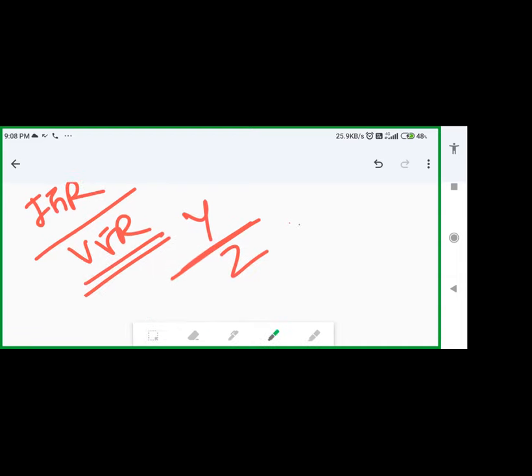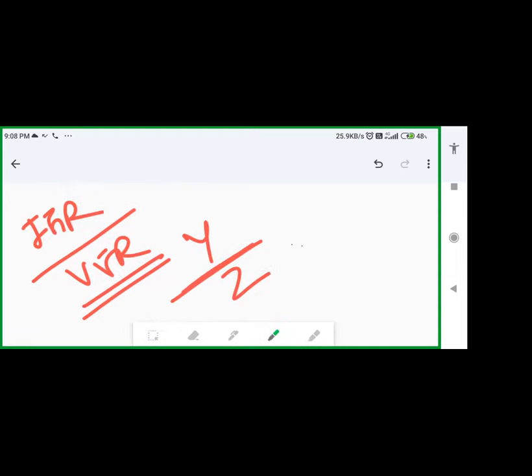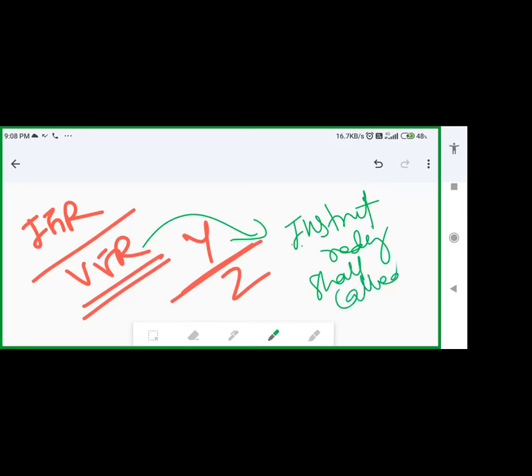If your aircraft is flying in VFR condition, then instrument readings shall be called as per original parameters. Original parameters. How does it look?